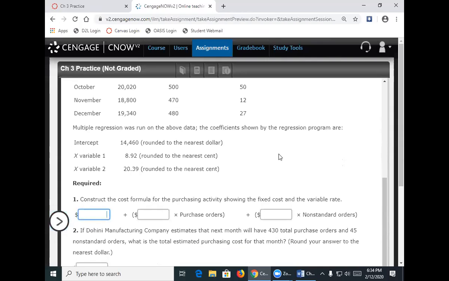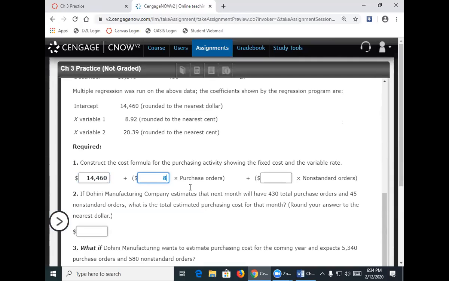So when we do our cost formula, it's still fixed cost. So 14,460, that intercept, plus now $8.92 per purchase order, plus $20.39 per non-standard order. Okay, so it just means more math. 14,460 plus 8.92 POs plus $20.39 non-standard orders. Okay, so that's my new cost function.